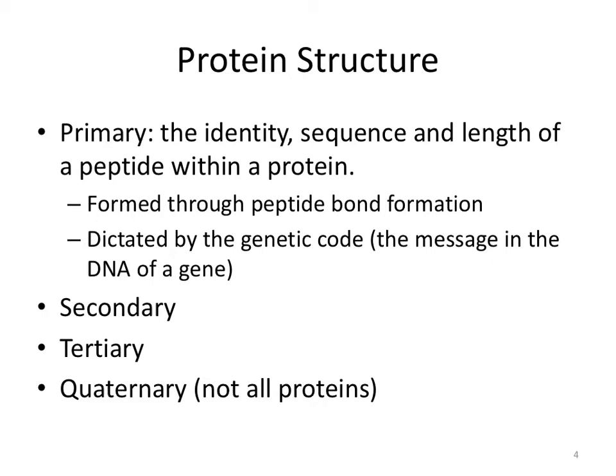So let's think about protein structure again. We talked about primary structure, which is the identity, sequence, and length of a peptide within a protein. We discussed that in the previous section of this lecture. Now we're going to think about secondary, tertiary, and quaternary. I want to note that not all proteins achieve quaternary structure. Some, once they achieve tertiary structure, are fully functional.